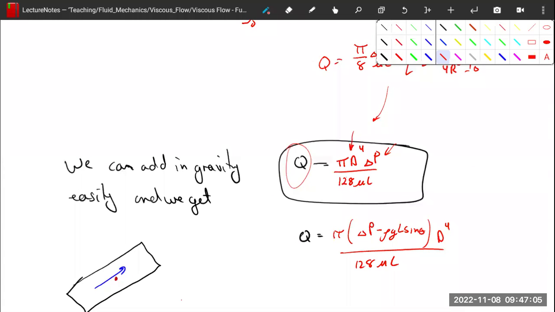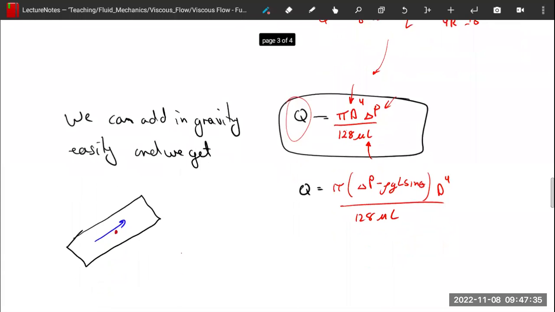If we double the diameter, we get 16 times more flow for laminar flow, which is crazy. That means flow rate is highly sensitive to diameter. And then, as we might expect, if we double the length of our pipe, we would halve the flow rate.